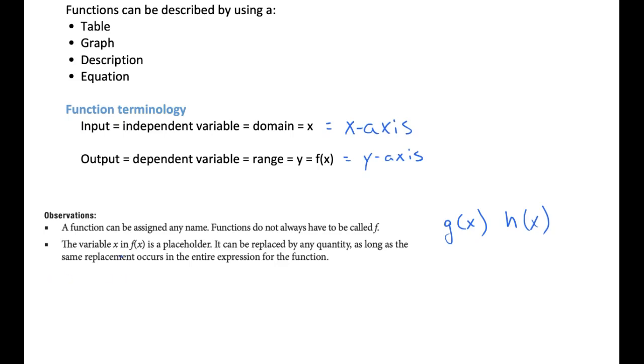The variable x in f of x is a placeholder. It can be replaced by any quantity as long as the same replacement occurs in the entire expression. So the way we're now writing this, f of x, means that we can say f of 2, which means x equals 2. Or we can say f of a plus 3, and that means a plus 3 is equal to x. Okay, so this is now a way for us to talk about that.